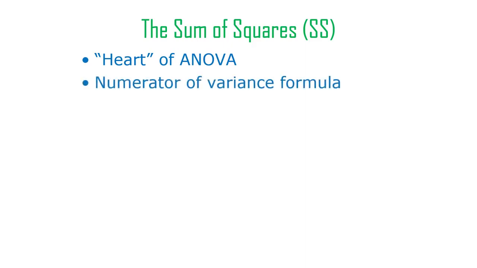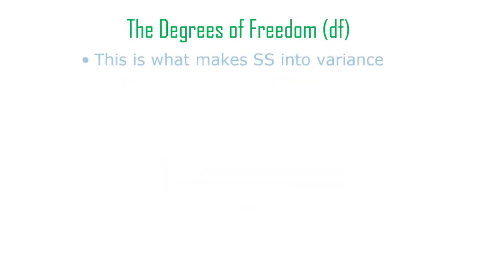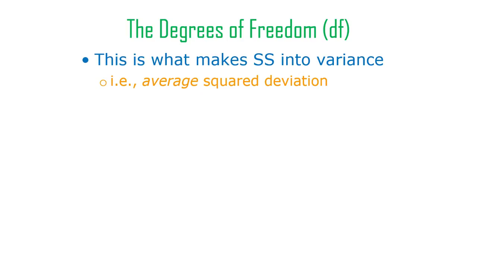That's the numerator of any variance formula. So there's variance, and the numerator here is the sum of squares. So this is how you calculate just standard regular old variance in a data set. The numerator is the sum of squares, meaning the sum of the squared deviations from the mean. The degrees of freedom, that's what makes sum of squares into a variance. That's the equalizer. That's what takes the sum of the squared deviations and turns it into the average squared deviation.